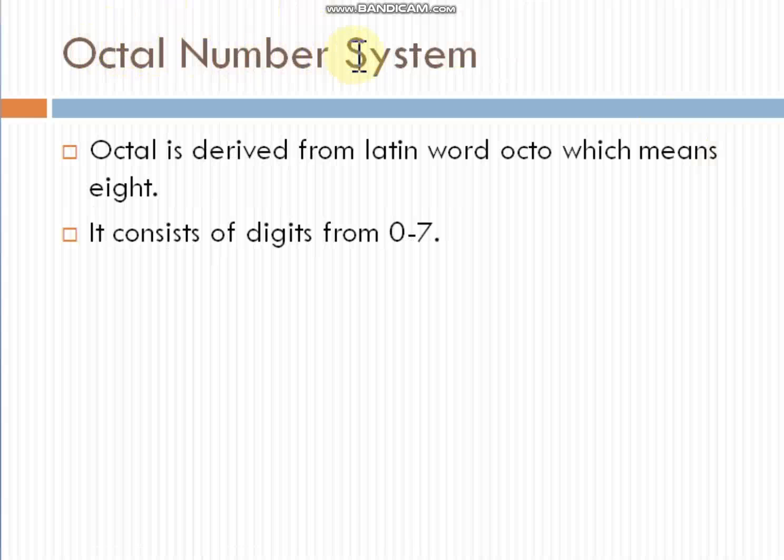First, octal number system. The word octal is derived from the Latin word octo, which means 8. It consists of digits from 0 to 7.